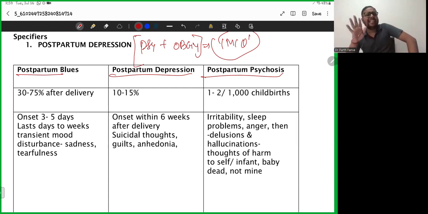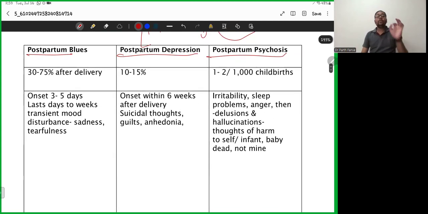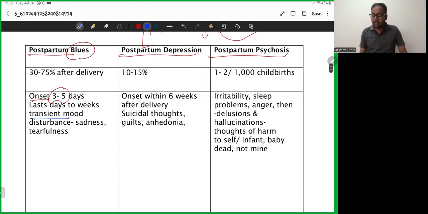We can see either one or two cases in the ward after 1,000 childbirths. How can you differentiate whether it is postpartum blues, depression, or psychosis? To differentiate, it begins with the onset. Postpartum blues starts between 3 to 5 days and lasts up to weeks. But what are the symptoms of the patient? It is almost the same: transient mood disturbance, sadness, and tearfulness.